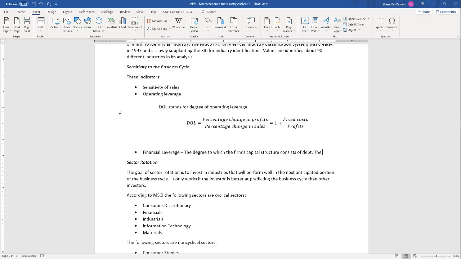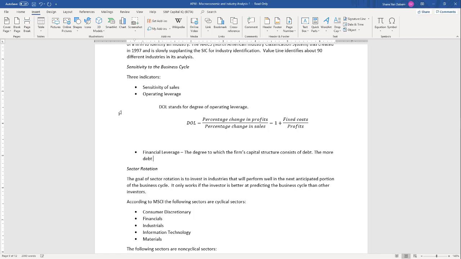The more debt a firm has relative to its assets, in general, the greater the risk of default on debt. And that's because if the firm isn't generating enough income, they've got a lot of debt.